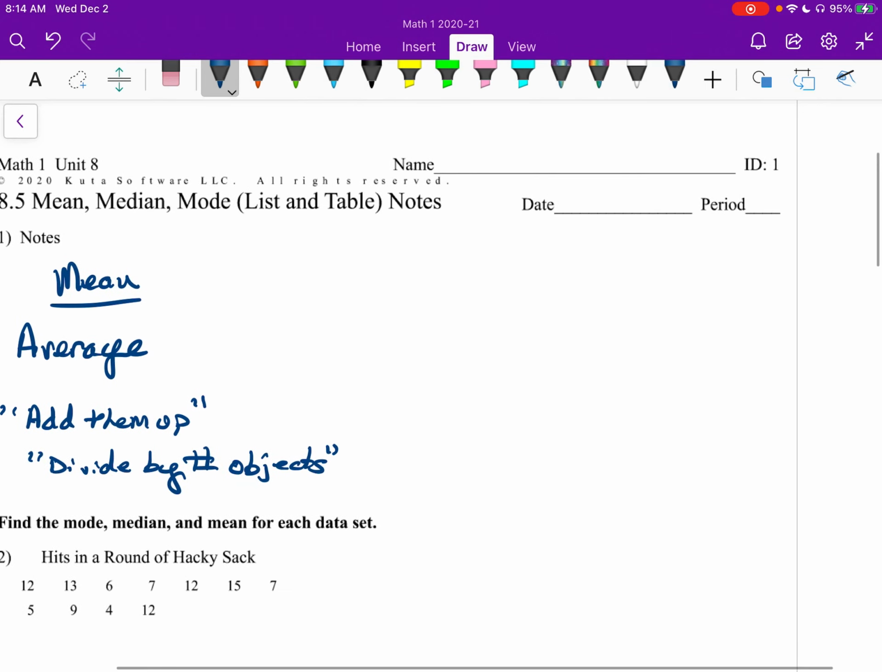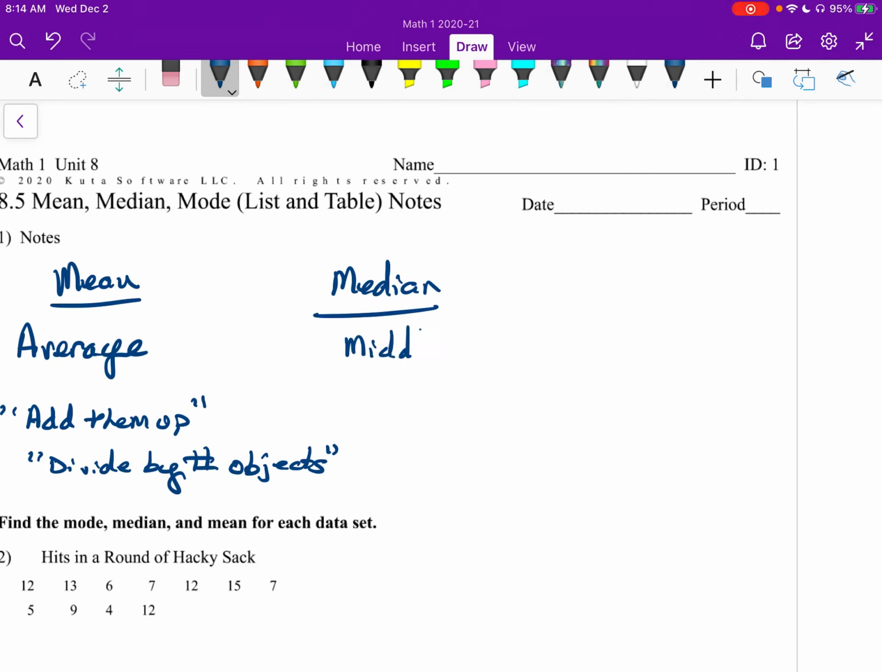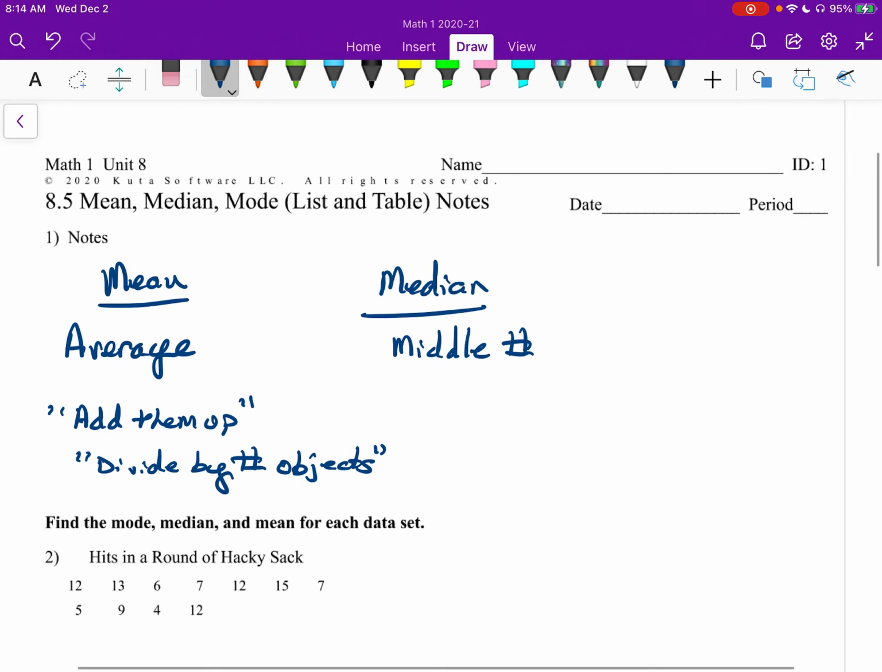Next up, I have the median. The median is the middle number. So it's kind of like the average, but a little bit different. Normally, you hear people talk about the median income, because if we talked about the average income or the mean income, it would get skewed by people who make way, way more than everyone else. So by saying median, you get a little bit more accurate representation of what the normal person makes.